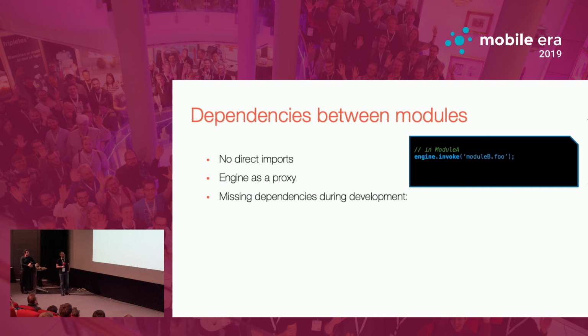Now, it seems maybe that we solved the issue, but not really, because we only solved it for compile time, for bundling the JavaScript. But then in the runtime, this will still fail because there is no module b.foo registered if we don't bring the module b as a dependency. And that's what we want to achieve for our independent development cycle. So how can we handle this?